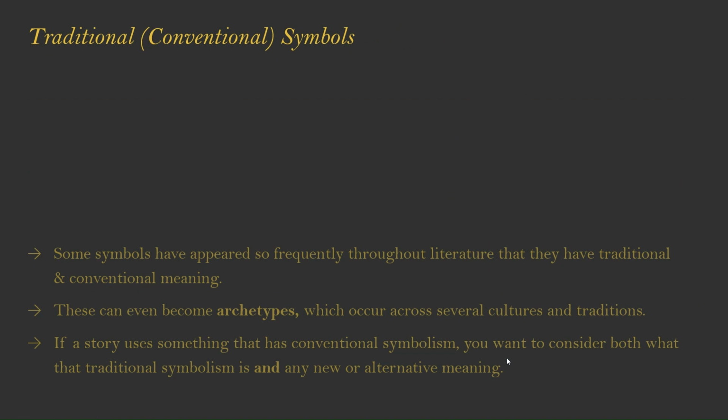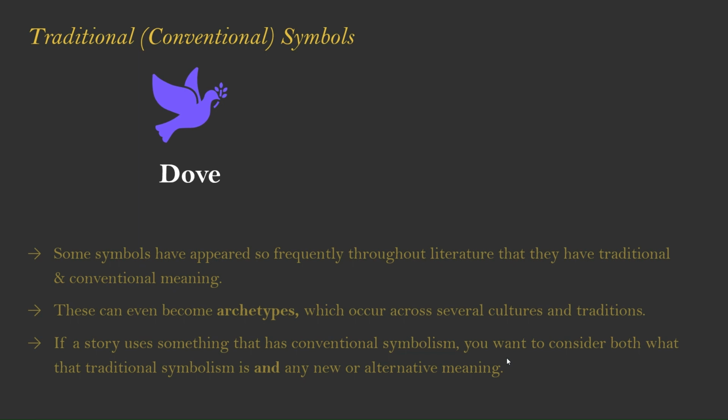Conventional symbols or traditional symbols are things that appear frequently throughout literature, and they have traditional and conventional meaning. Not all symbols are conventional symbols. Conventional symbols are just the ones that we can easily recognize. So they become archetypes, which occur across cultures and traditions. If a story uses a conventional symbol, you want to consider both the traditional symbolism and any new or alternative meaning. And examples would be like a dove, which conventionally symbolizes peace.